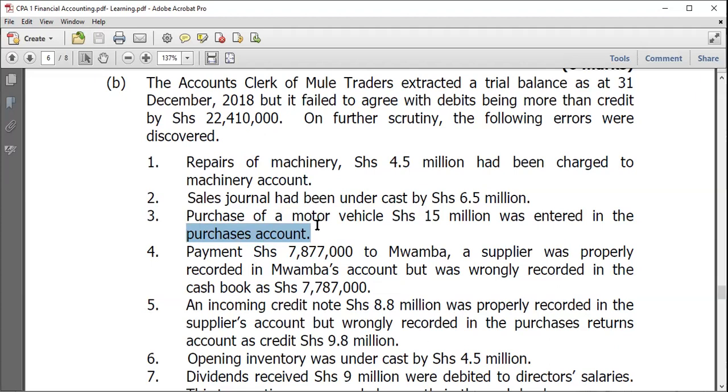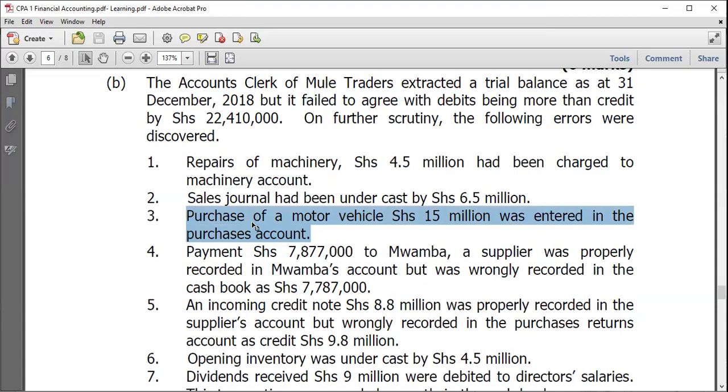Something called purchases, when you sit in accounting anywhere, the purchases account, yes, by English you can purchase a motor vehicle. But in accounting, the purchases account only records goods for resale or goods that are going to be used in the transformation or production. You get it? So if this accountant recorded this 15 million in the purchases account, that was an error. And this is also an error of principle.